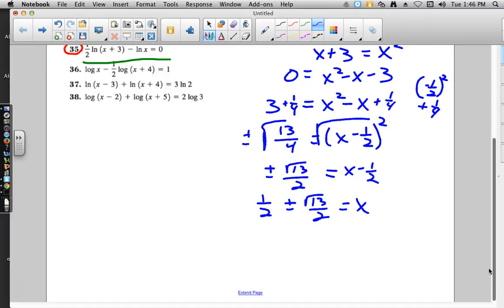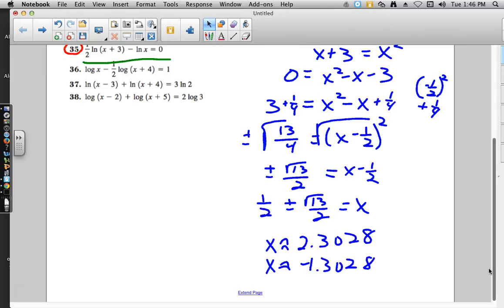And still keeping in mind, one of these solutions is going to be extraneous. We punch it in and we get x is approximately 2.3028 with addition, and x is approximately -1.3028 with the subtraction. And we just found our extraneous, and that would be because if we put this back in the original, we would be trying to take the natural log of a negative number, which we cannot do.